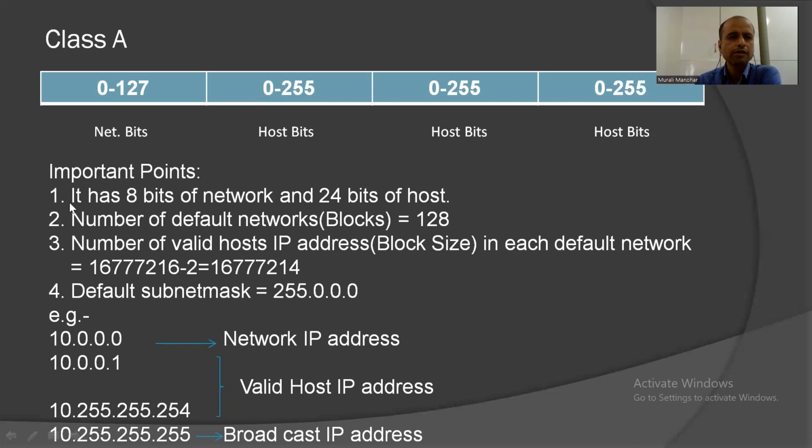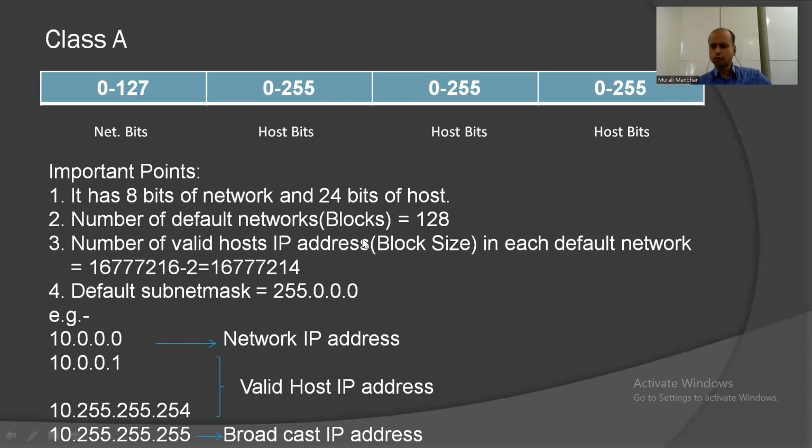Some important points about it: in class A, 8 bits are used to represent a network, and the rest 24 bits represent hosts. So these 8 bits are known as network bits, and these 24 bits are known as host bits. On the basis of this division of bits, the number of default networks, or you can say blocks, means how many different networks you can form in class A. In class A, you can form a total of 128 different networks.